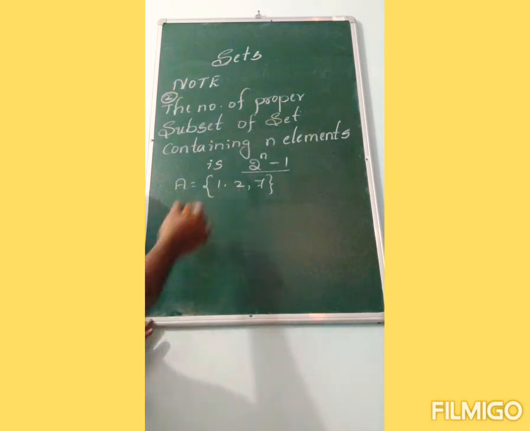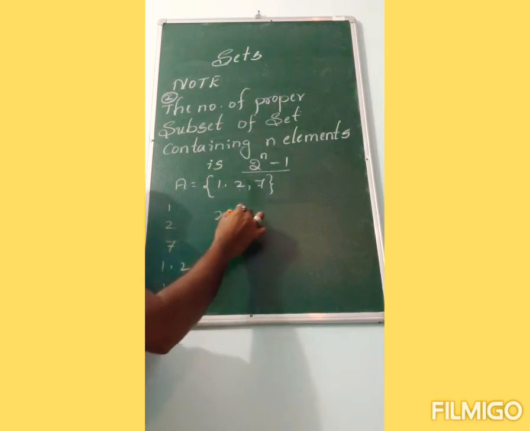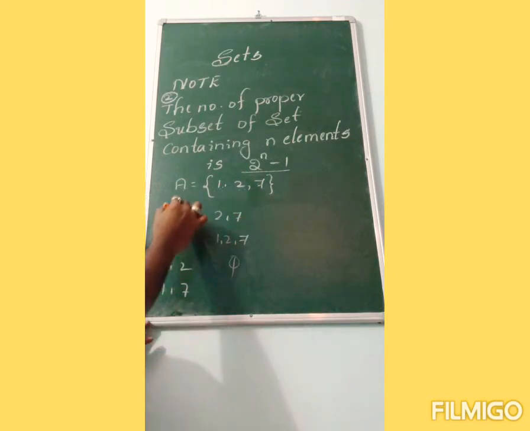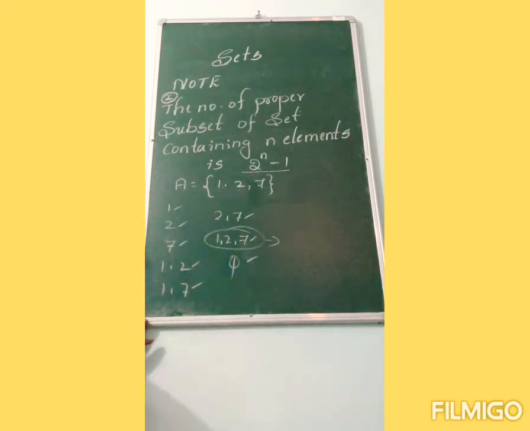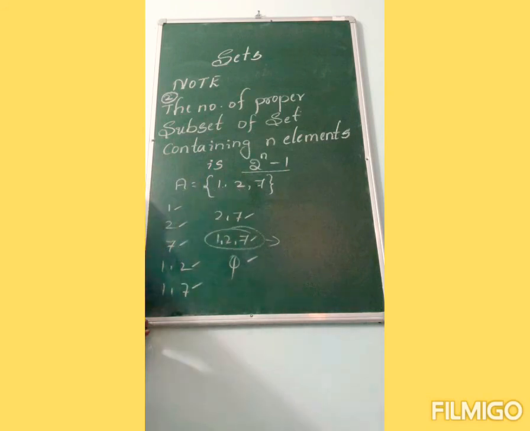If you want, I will show you. 1 alone, 2 alone, 7 alone, 1 comma 2, 1 comma 7, 2 comma 7, 1 2 7, and the null set. So 1 2 3 4 5 6 7 8. We can write 8 subsets, but in this, one will be the superset. A is the superset for this. The rest will be proper subsets of A. So how many proper subsets can we find? 2 to the power of n minus 1. Here 8 subsets we can find, in that one will be the superset for A, and the rest are proper subsets of A.